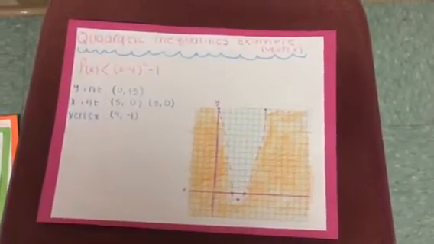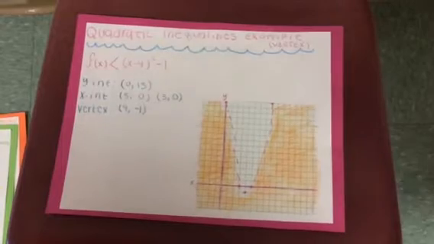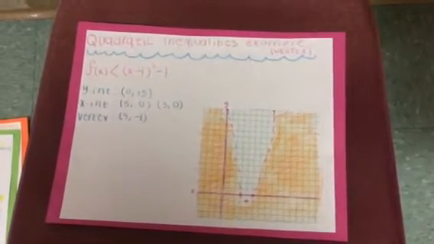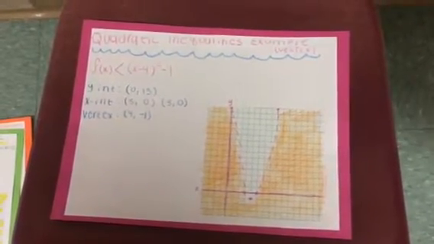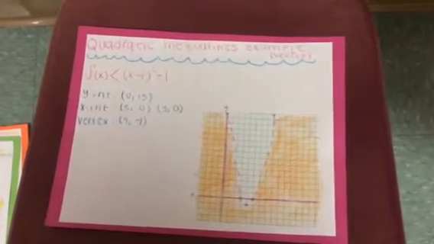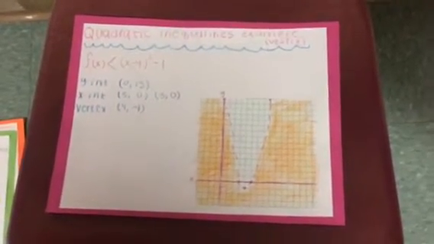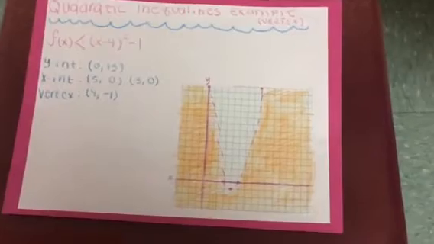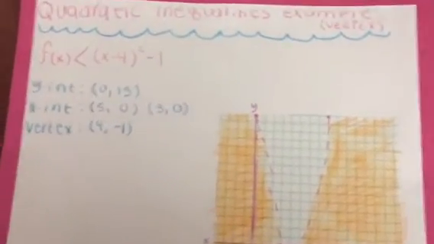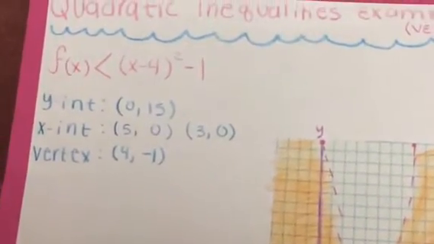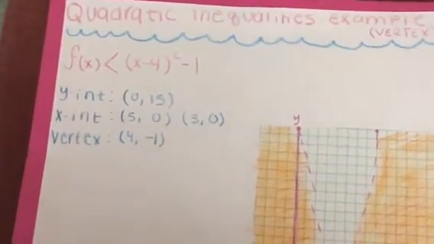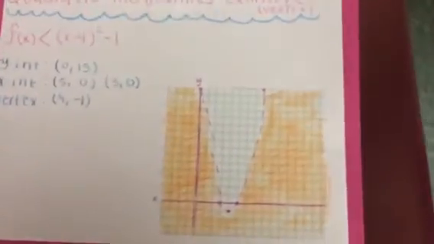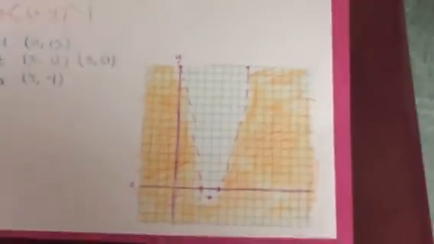Then you find the x-intercepts by setting the equation equal to 0. By moving the 1 over to the opposite side and taking the square root, you'll have plus or minus 1 equals x minus 4. Then you break that down into 1 plus 4 equals 5, and negative 1 plus 4, which gives you 3. 5 and 3 are the x-intercepts. Then you graph your vertex (4, -1), y-intercept (0, 15), and your x-intercepts (5, 0) and (3, 0). Draw the line as dashed because the inequality is not equal to, and shade below.